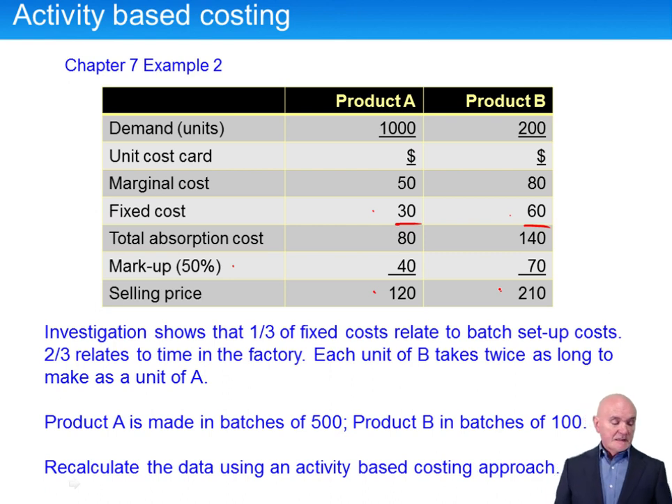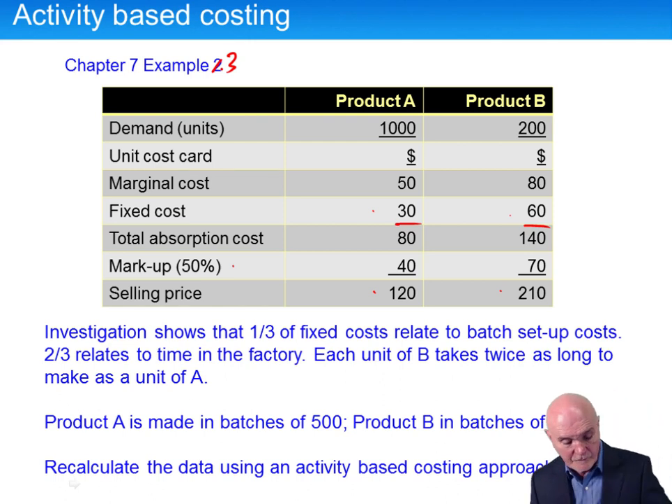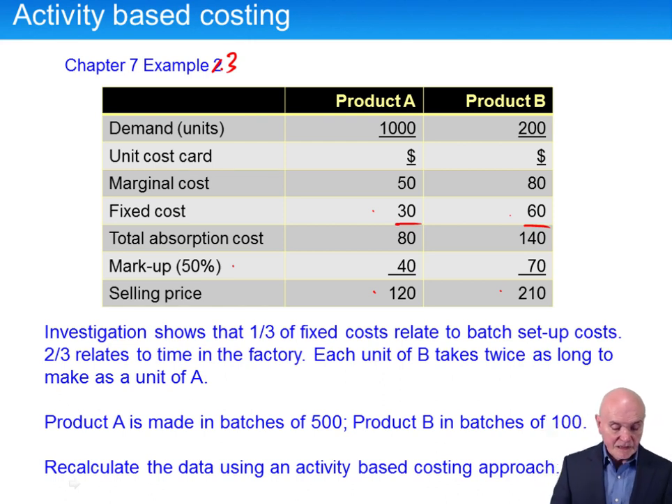And it simply says that it wants us to recalculate the example using activity-based costing. And I should apologize, I think this is actually example 3 from chapter 7.